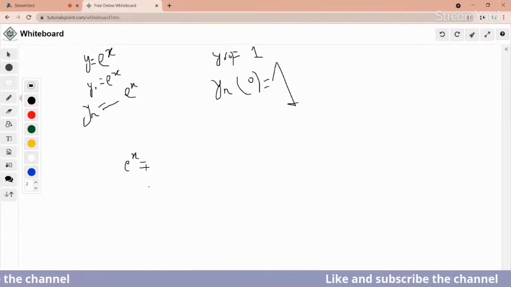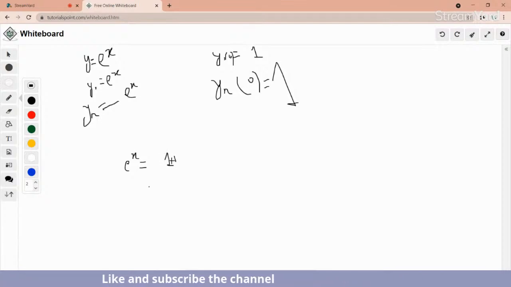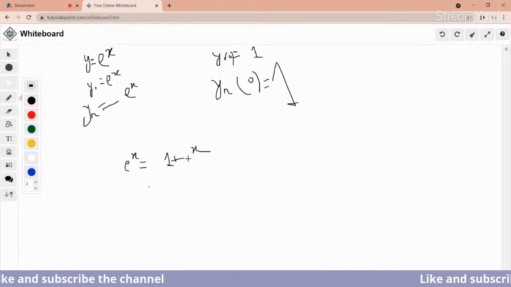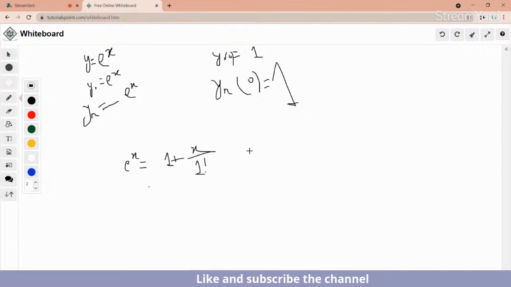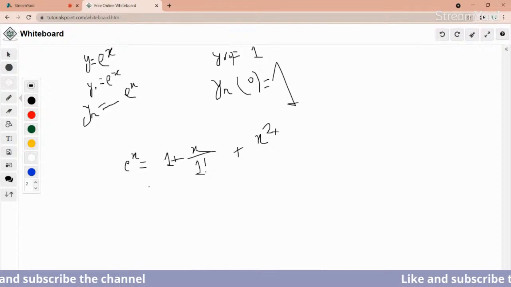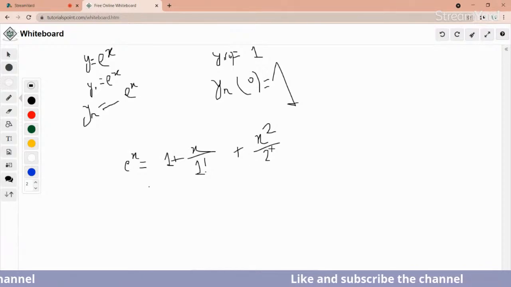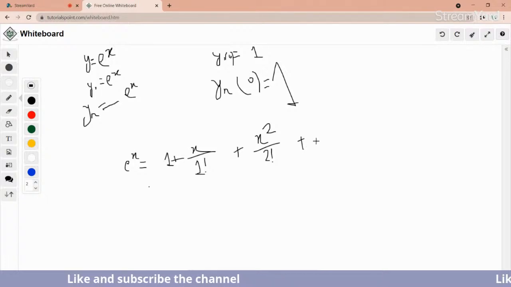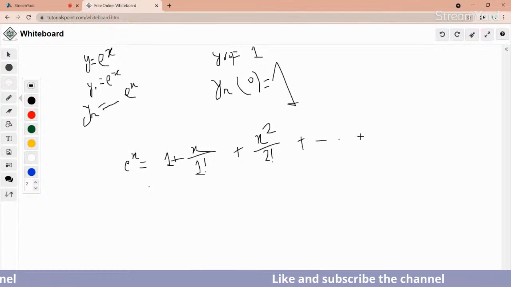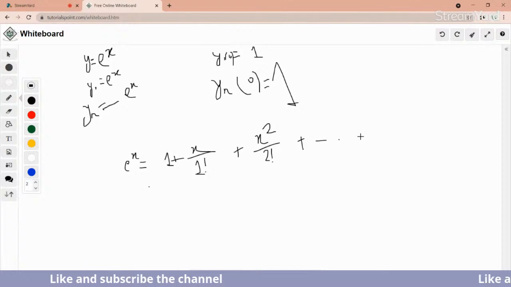So without wasting time, let's put the value itself. 1 plus x by 1 factorial plus x squared by 2 factorial, and it will go on and on. Okay, so this was the Maclaurin series expansion, and now you can just formulate any series of your choice.